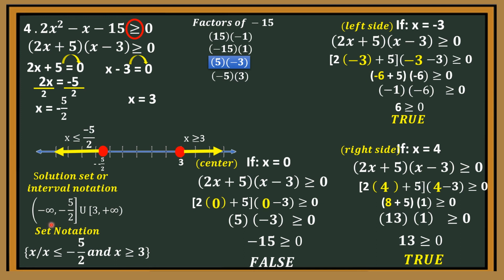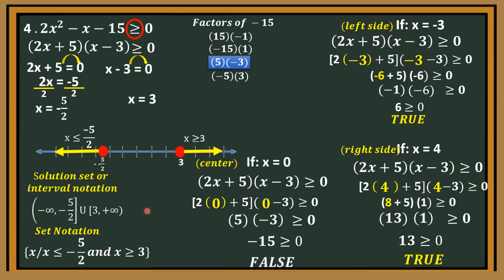So, let's have here, from negative infinity to negative 5 over 2. Union from positive 3 to positive infinity. So, mapapansin nyo, ang ginamit natin dito ay parenthesis kasi infinity siya. Then, dito, ang ginamit natin ay bracket kasi solid. Then, sa 3 din, ginamit natin ay bracket. Then, dito ay parenthesis.